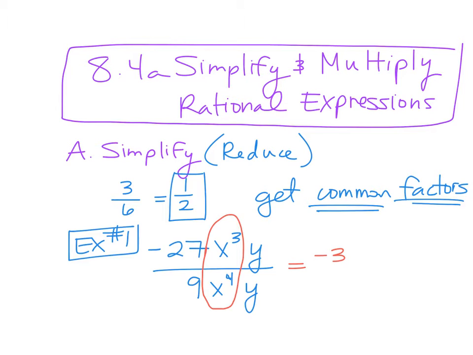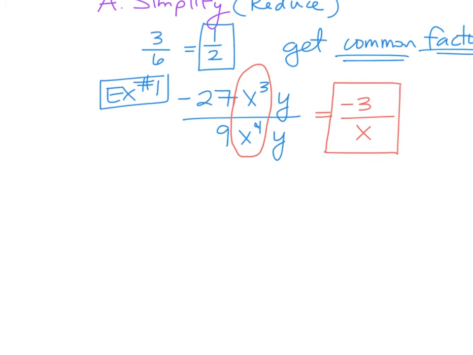My brain doesn't even go that route anymore. When I see them, I just think which one's bigger, put the answer with the bigger one, right? So the x is going to be on bottom. And then what do you do with the y's? They reduce to 1, right? Y divided by y is 1. So your answer would be negative 3 over x. Okay? How about this one?